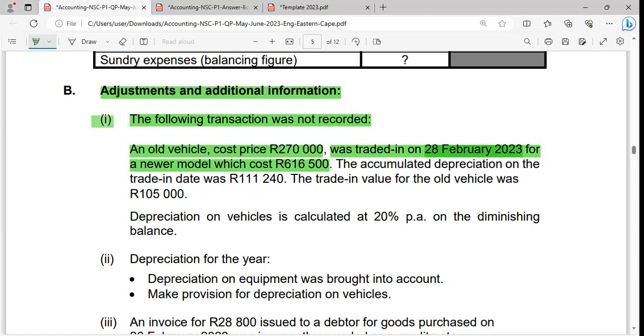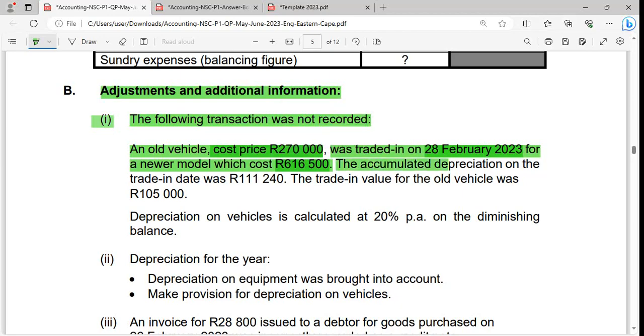So guys, this transaction took place on the last day of the period, so 28th Feb 2023. So this is the last day. So this transaction happened on the last day of our financial period. So here we traded in a vehicle that had an initial cost of 270. So this old vehicle was traded in for a newer model which cost 616,500. So we gave away the old vehicle with the cost of 270, and then we got the new vehicle which has the cost of 616,500.